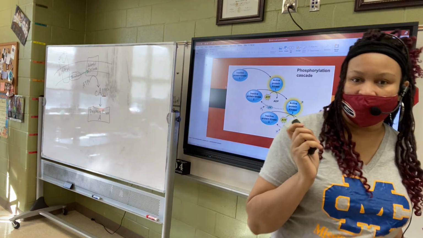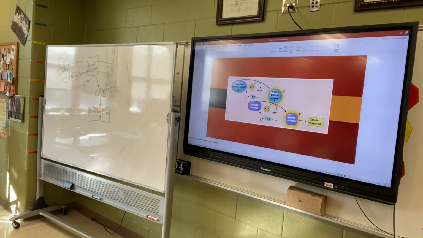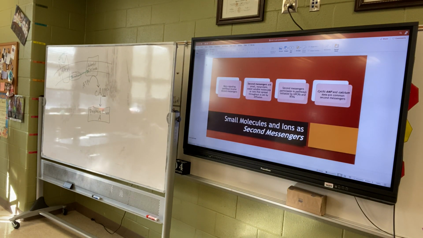So this is the same thing, just showing it more up close and personal. Second messengers. Second messengers are going to be small, non-protein, water-soluble molecules or ions, and they can spread throughout the cell. Okay? So, small, non-protein, water-soluble, and they can spread throughout the cell. That's what second messengers are.